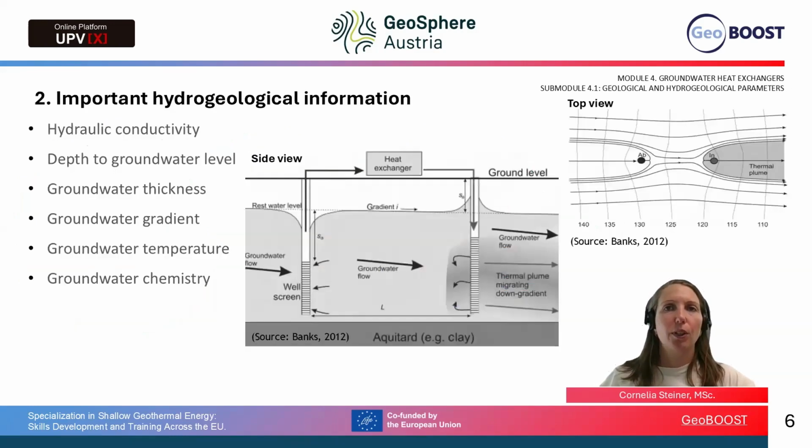So in this figure, you see a cross-section of a groundwater heat pump, and in the top view, the propagation of the thermal plume. Also, most of the relevant hydrogeological properties that we need to describe for the design of a groundwater heat exchanger or these resource assessments are shown here. We have to know about the hydraulic conductivity, the depth to groundwater level, groundwater thickness, the groundwater gradient, the groundwater temperature, and also its chemistry. And we will look into it in more detail in the next part, so stay tuned.